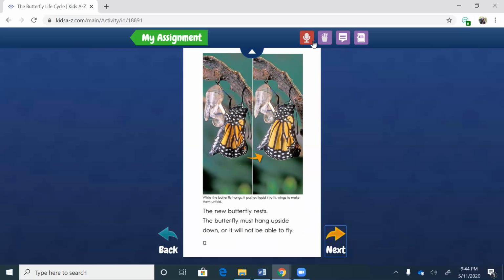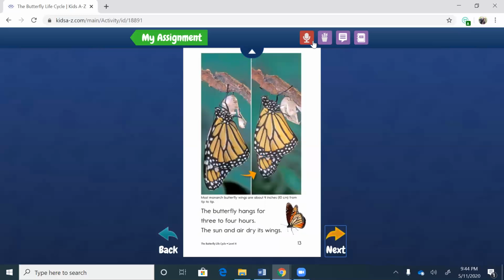Let's go ahead and read the caption first. While the butterfly hangs, it pushes liquid into its wings to make them unfold. The new butterfly rests. The butterfly must hang upside down or it will not be able to fly. I didn't know that. Interesting. Okay, going to read the caption. Most monarch butterfly wings are about 4 inches, 10 centimeters from tip to tip. The butterfly hangs for 3 to 4 hours. The sun and air dry its wings.